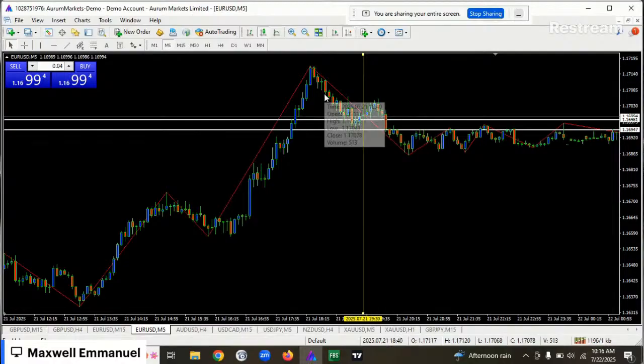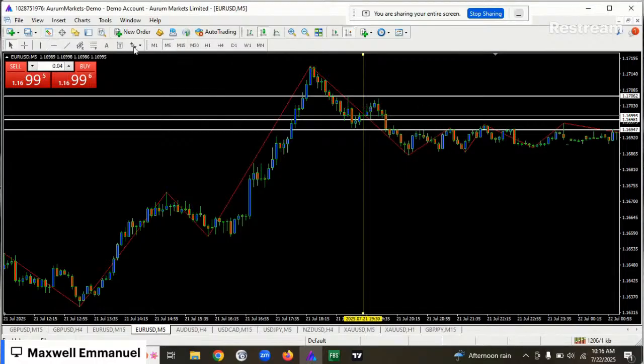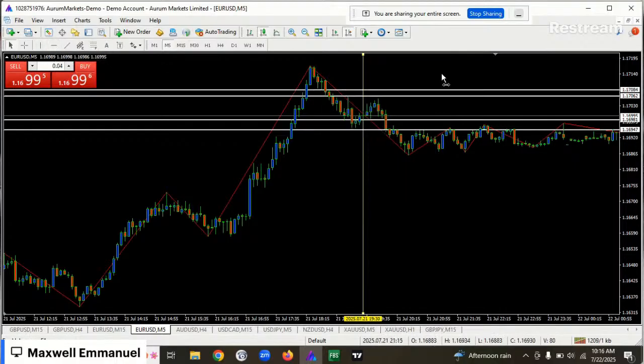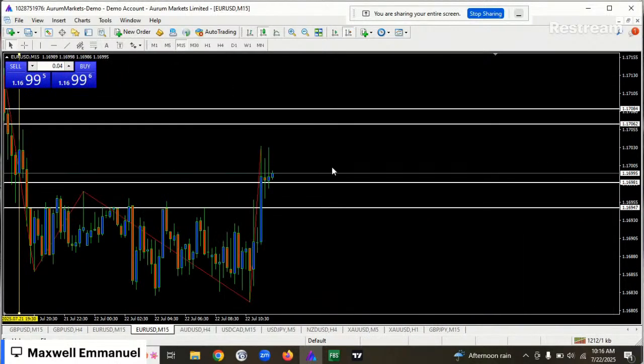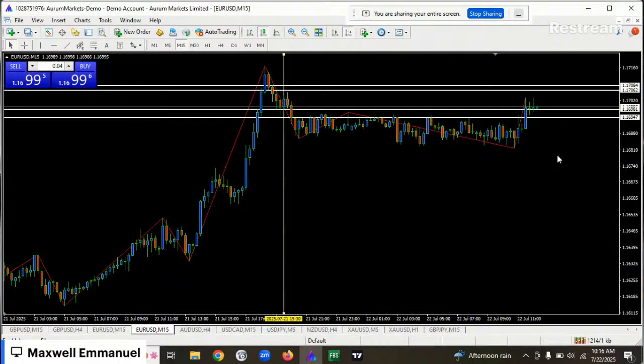On 5 minutes, do we have a fair value gap here? No fair value gap here, but I think they might come for this relative equal high. That's what I think might play out today. I would love to see price come to this zone. This is where I will be considering taking a sell on Euro USD. Once I see my bearish reversal pattern here, I will sell from this zone. I hope that is clear.